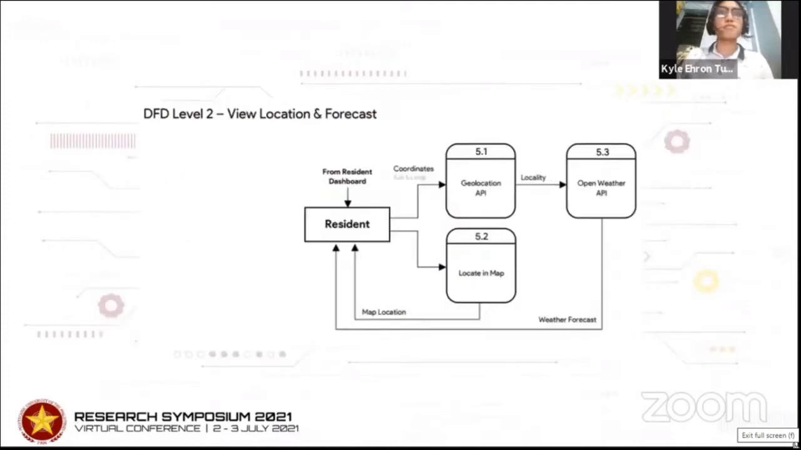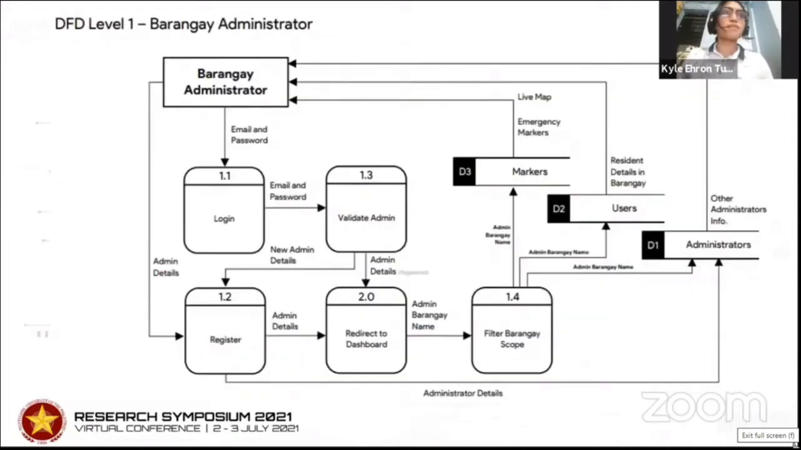Ito naman yung DFD level 2 para sa viewing location and forecast. Kukunin muna yung location in map sa Google API. Tapos gagamitin yung coordinates sa geolocation API para makuha yung locality at makuha yung weather API papunta sa resident. Ito naman yung level 1 DFD para sa barangay administrator.